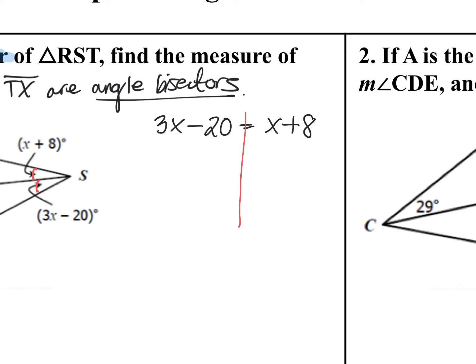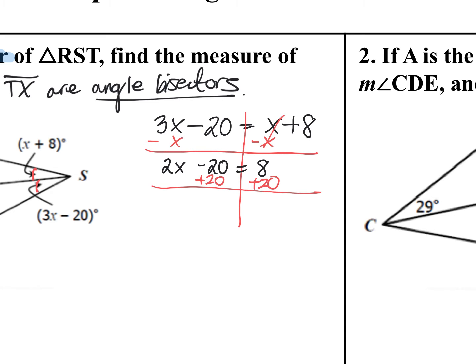All right, so let's go ahead and solve for x. I'm going to subtract x on both sides in order to leave it on one side. So we have 2x minus 20 equals 8. Therefore, I'm going to add 20 to both sides because I'm combining like terms. So I have 2x equals 28. Then the last step is to divide both sides by 2. And x equals 14.